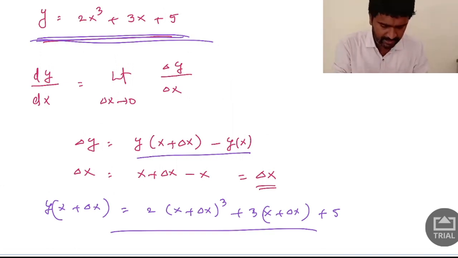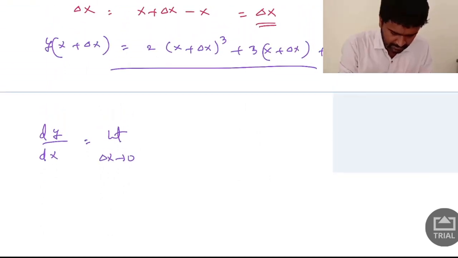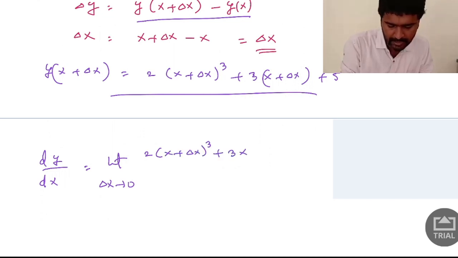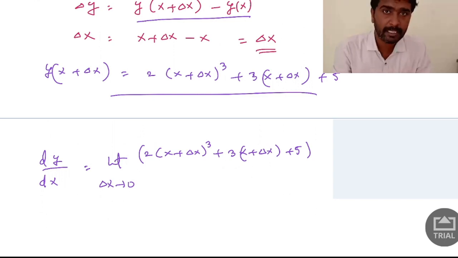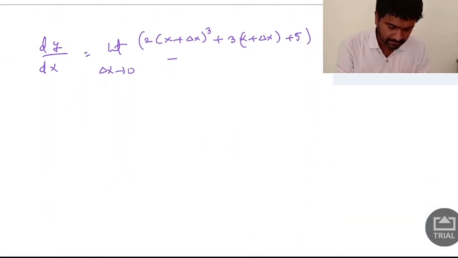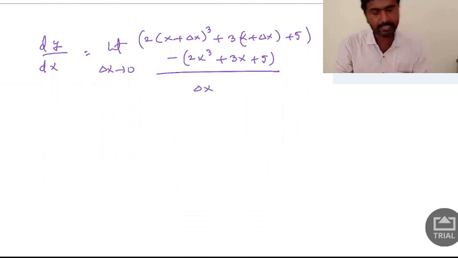Now let us take this minus y of x. So this is 2 into x plus delta x whole power 3 plus 3 into x plus delta x plus 5. So this is your y of x plus delta x minus y of x. So y of x is your function, that is 2x power 3 plus 3x plus 5, all divided by delta x. So this is how you can differentiate.